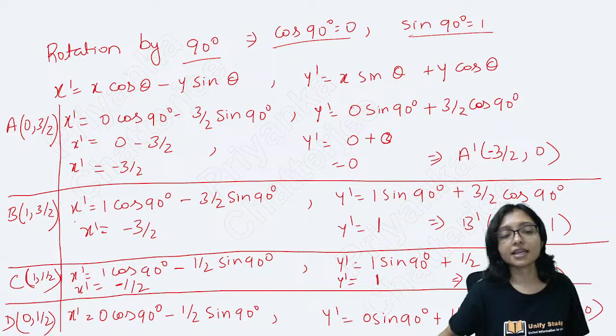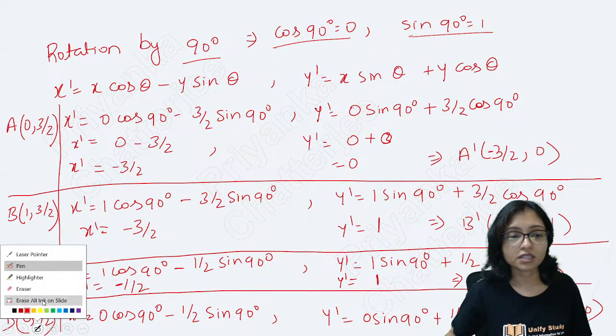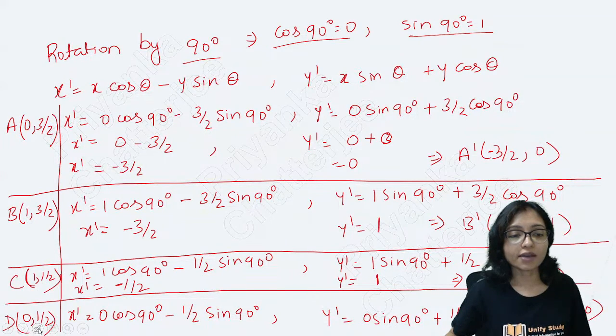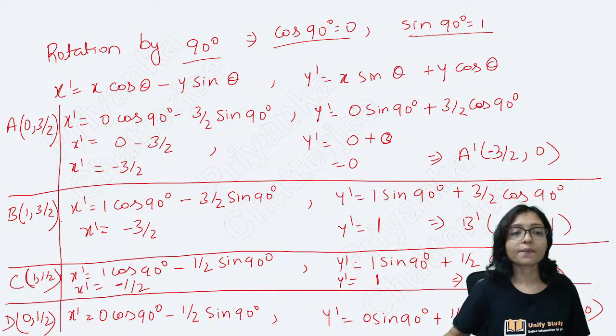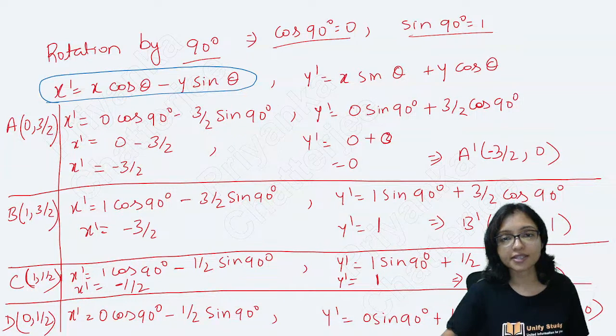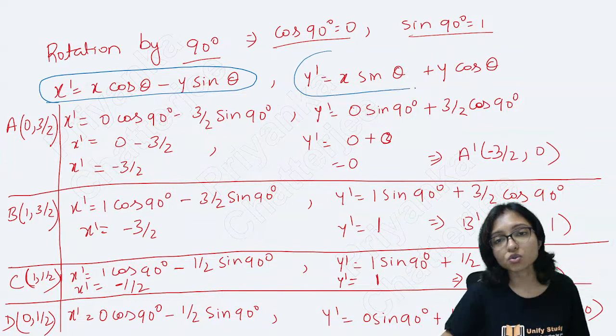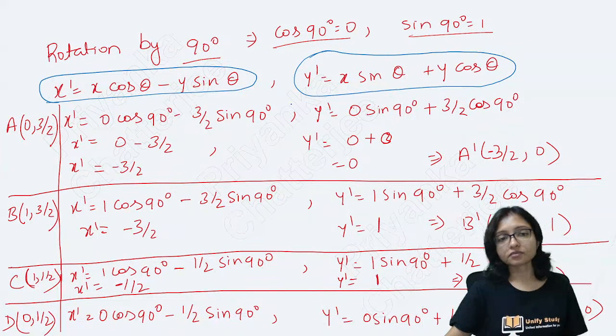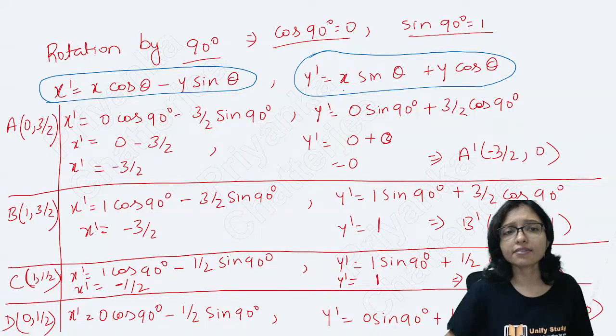0 and sin 90 degree is 1. Right? This is we know. Now I have to put into the formula that x dash equals to x cos theta minus y sin theta. Y dash equals to x sin theta plus y cos theta. Now I will put all the values.